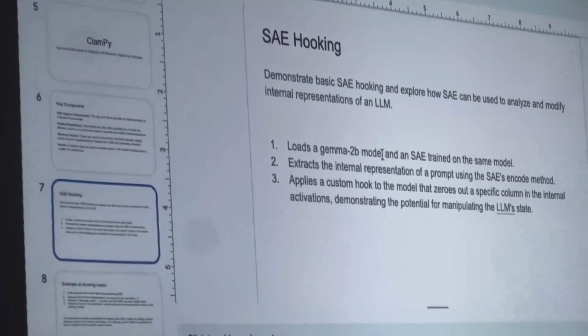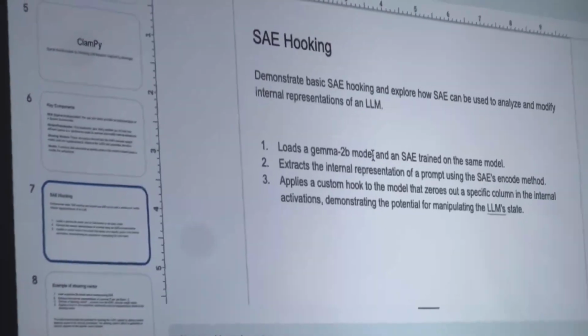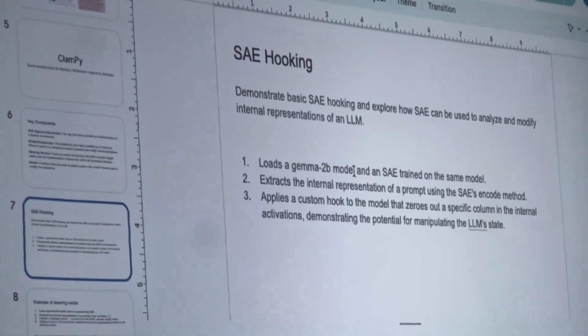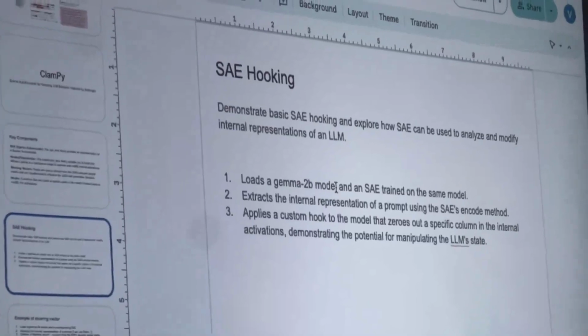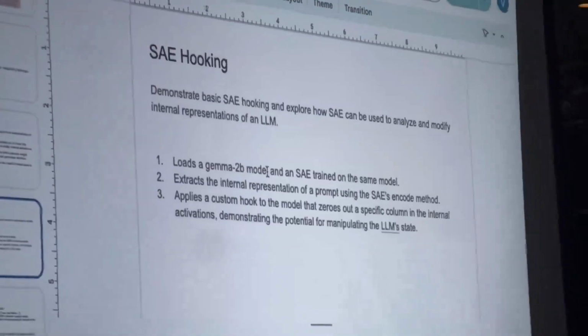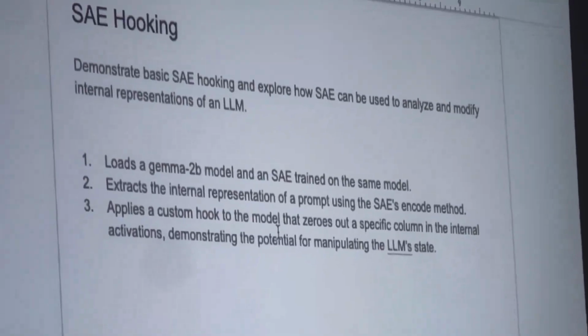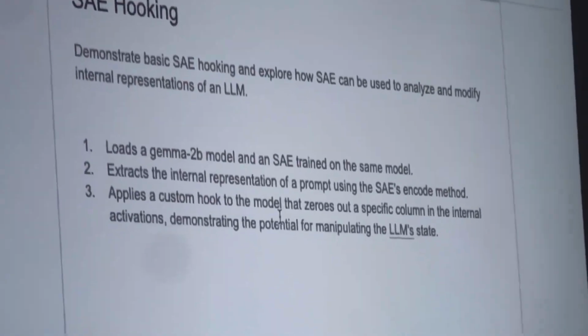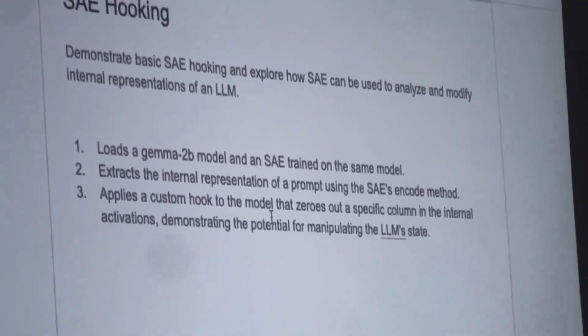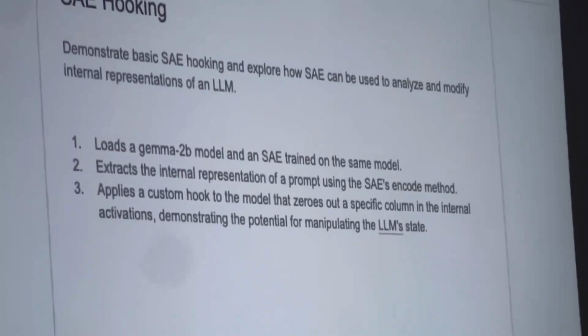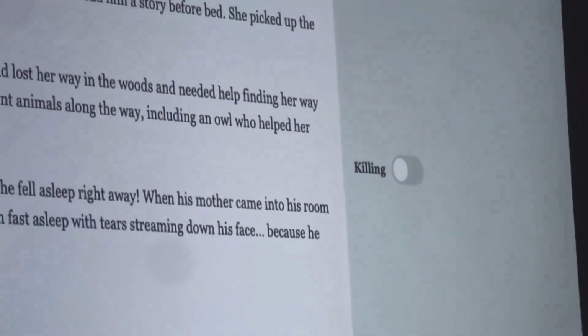So for this, what we did was we used the Gemma 2B model and trained the SAE on the same model, so we can extract the internal representation of the prompt using the encode method and apply a custom hook, so we can zero out different columns and exaggerate specific features. So maybe a demo would make more sense.